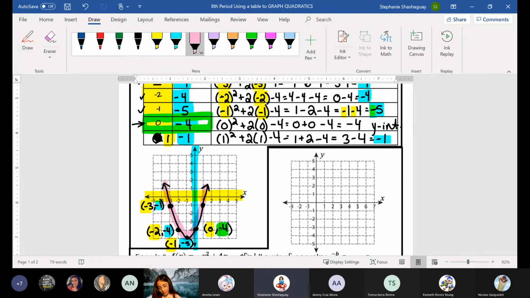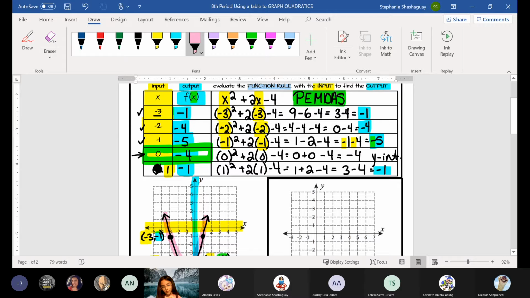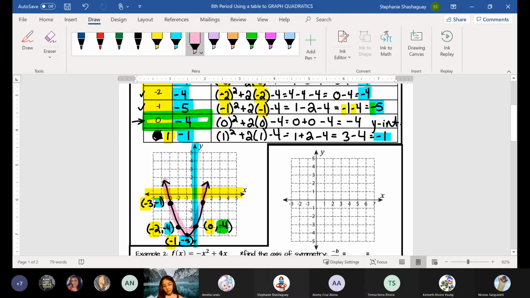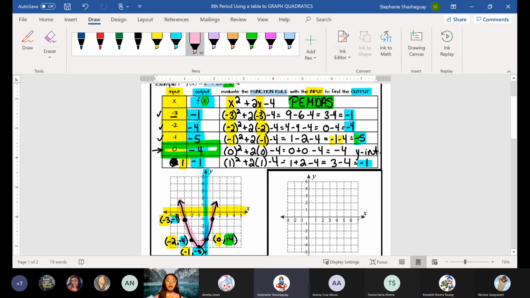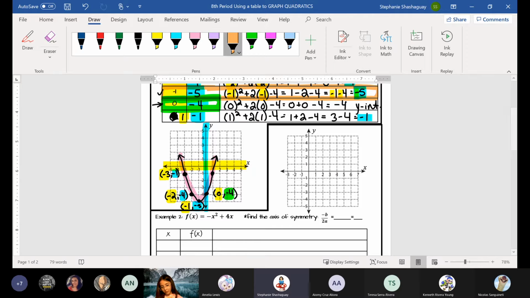as such. And looking at this table, what do we notice? Where is my vertex? Where is my vertex for this graph? At negative 1 and negative 5. Yep. This is my vertex. That's my minimum point. So I'm going to highlight that down here and label that as my vertex.